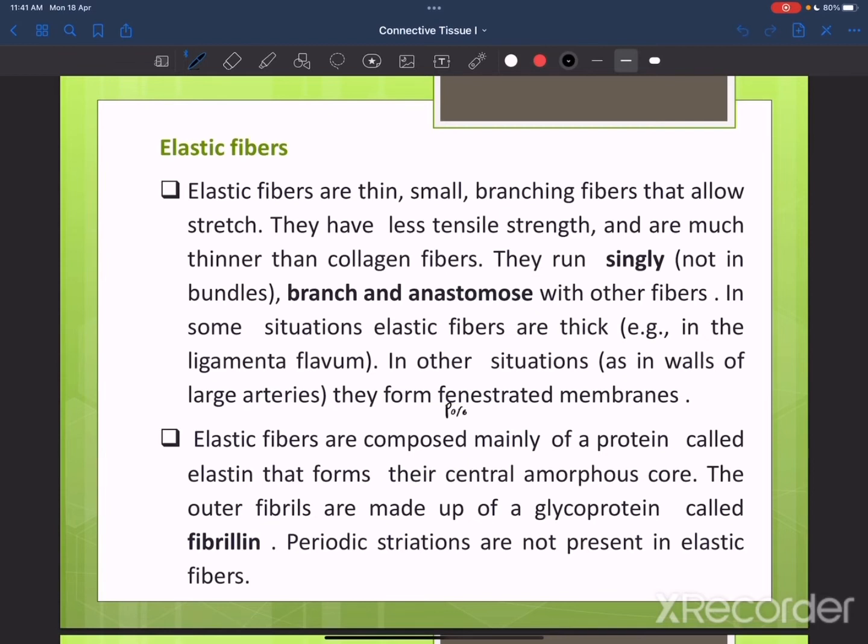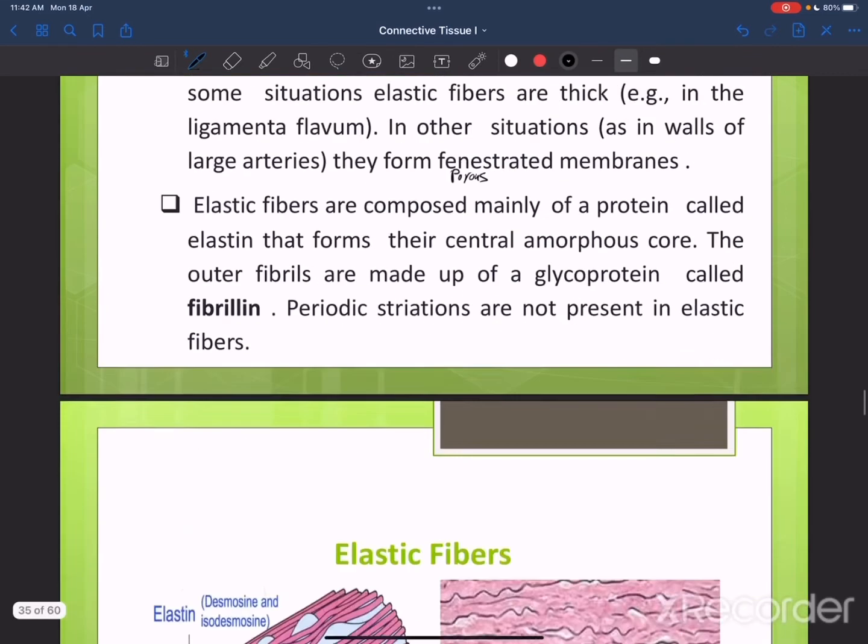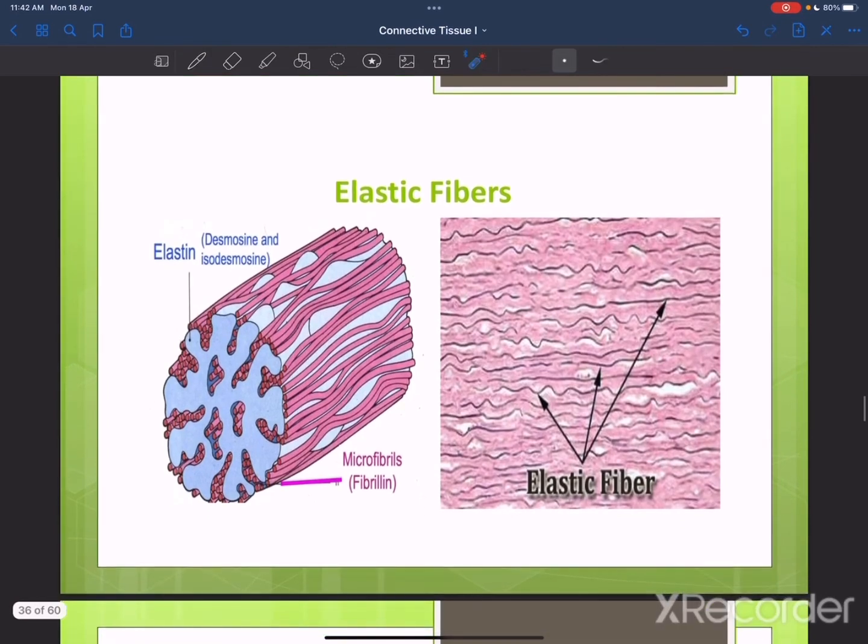Elastic fibers are composed mainly of a protein called elastin that forms their central amorphous core, and the other fibrils are made up of a glycoprotein called fibrillin. Periodic striations are not present in elastic fibers. Striations are mainly in collagen or reticular fibers, but in elastic fibers there is no striation pattern. In this schematic representation you can see the core of an elastic fiber, in the center.